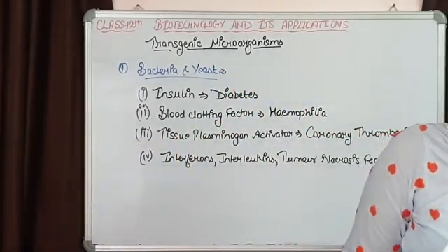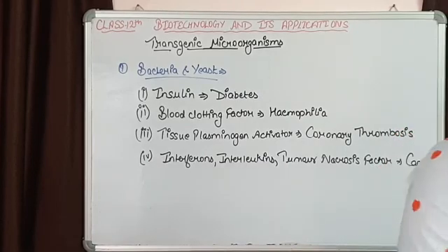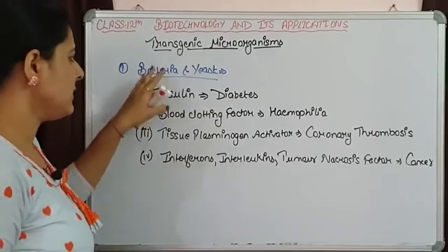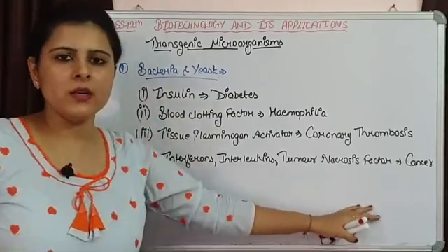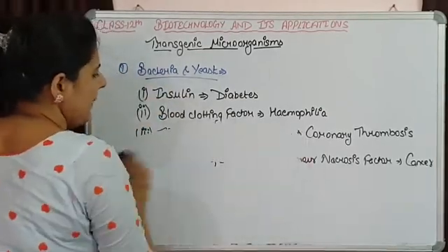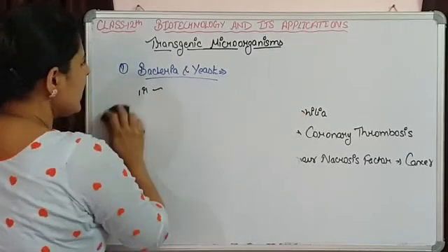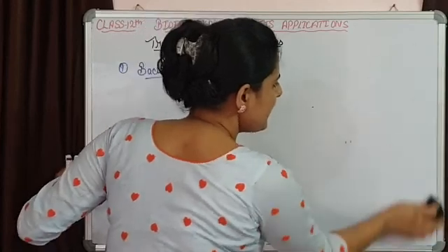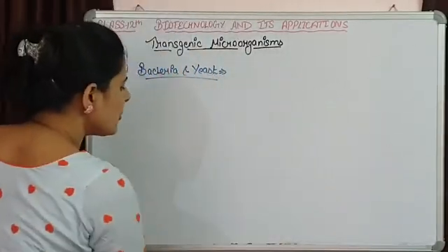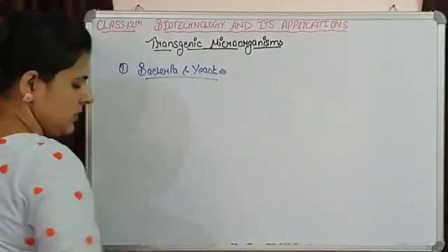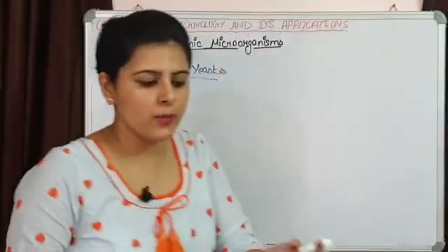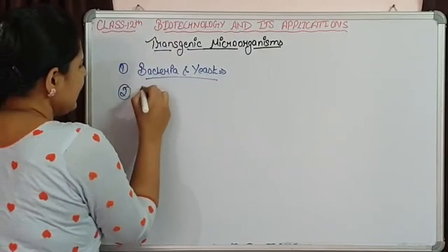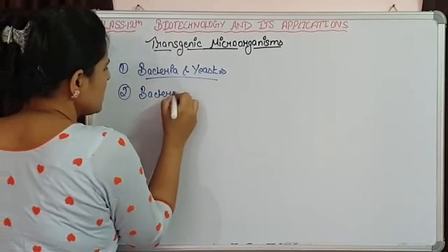Then we are having transgenic bacteria with environmental use. So these were bacteria and yeast that were used in various medical fields. Now there are many bacteria that are being genetically modified, and we are using these bacteria to clean up our environment. We know that bacteria are good decomposers. So, bacteria with environmental use.